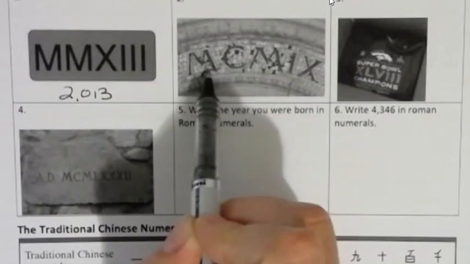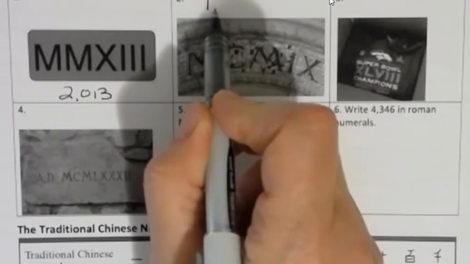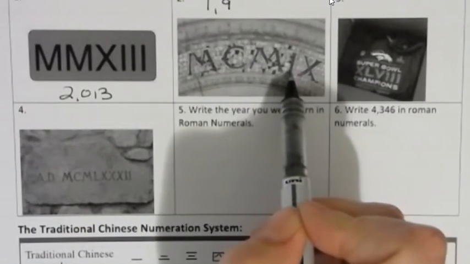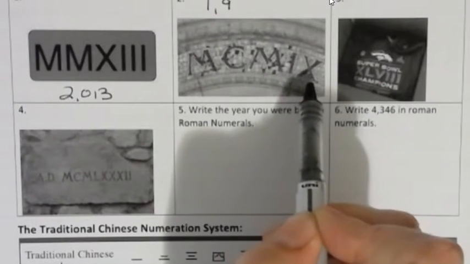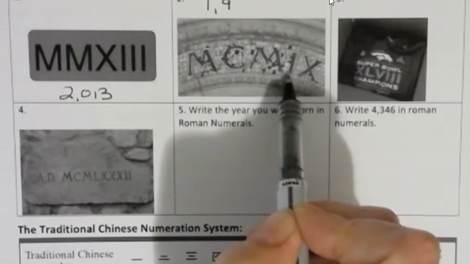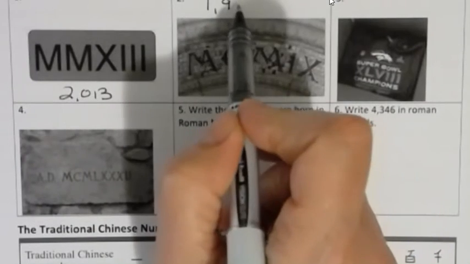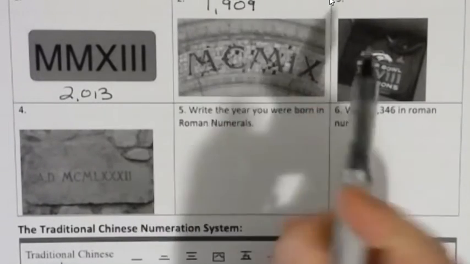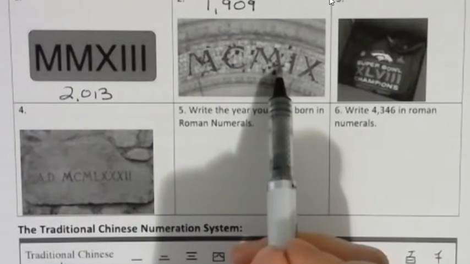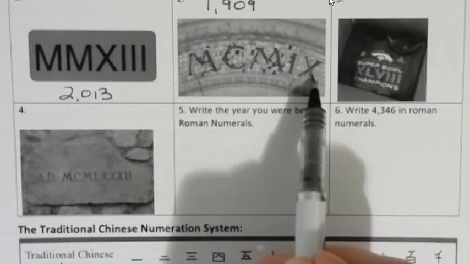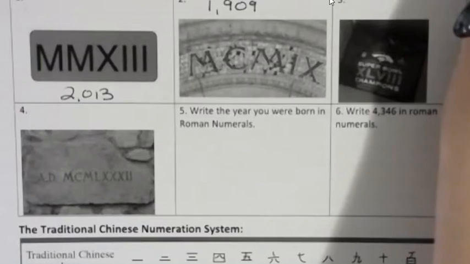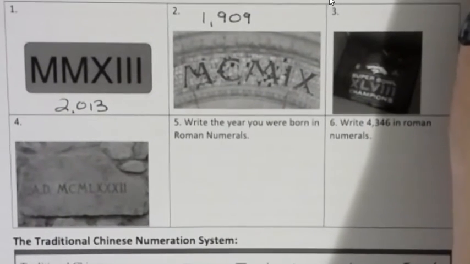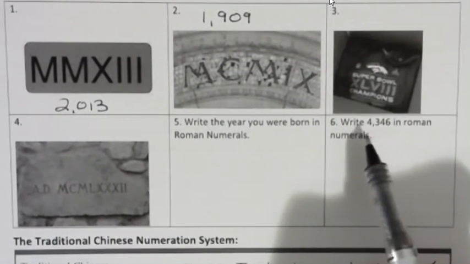So we have 1,900, and then we have I, which is a smaller number than an X, because that's 1 and X is 10. So we're going to subtract 1 from 10 and get 9. So 1,909. 1,900, and then this is 9. All right, 1909.